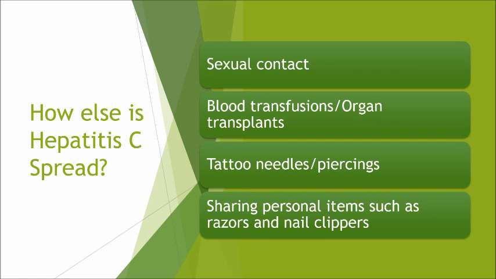What are some other ways hepatitis can be spread? Sexual contact, high-risk sexual activity, blood transfusions or organ transplants before 1992, tattoo needles and piercings that are contaminated, also sharing personal items such as razors and nail clippers. These can become contaminated with infected blood, which cannot be seen with the human eye.